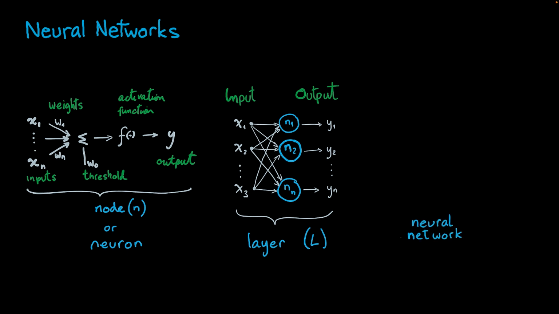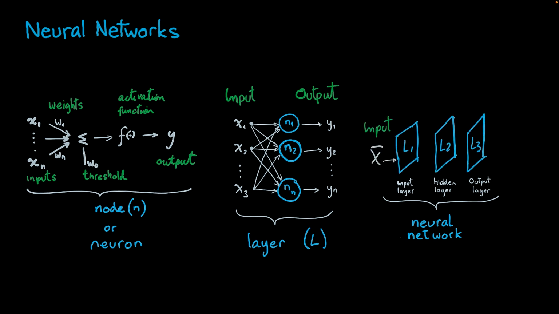Now, when you combine layers, you create a neural network. In the simplest form, a neural network has only 3 layers: the input layer, the hidden layer, and the output layer. In a neural network, again, you receive an input, which is going to be a vector, and the results of every layer will be passed to the next layer. Finally, the output layer creates the output. So this is basically how neural networks work.